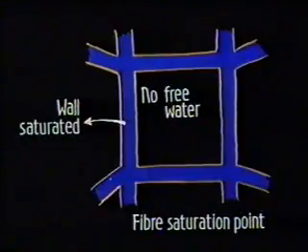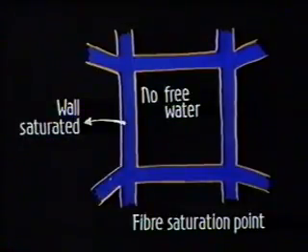A theoretical condition where there is no free water in the cell cavity but the walls are saturated with water is known as fiber saturation point. Drying below this point removes the hygroscopic moisture, causing shrinkage.